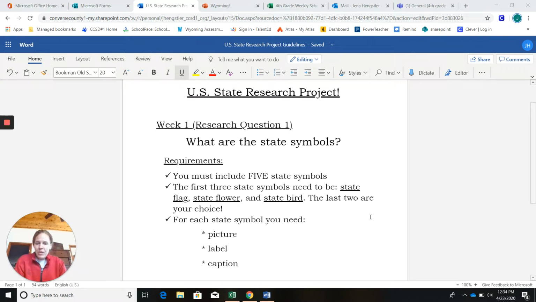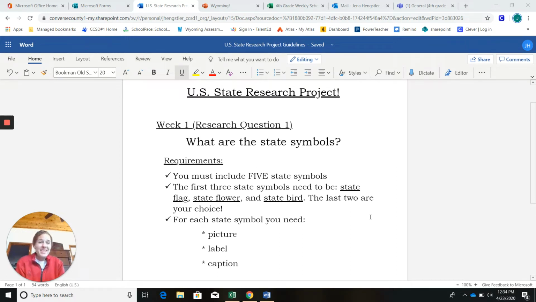So our next research project that we're going to do is on US states. So we are going to be doing this project for the next 4 weeks, which means you'll have a total of 4 research questions, 1 research question per week. The first thing that you need to decide is which US state you want to research.